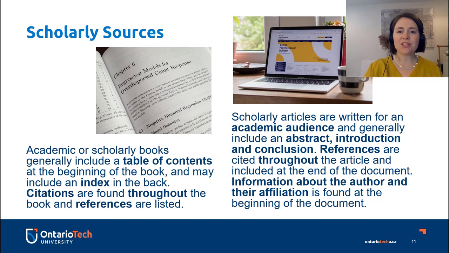Scholarly sources can be books or articles. Consider scholarly books. These books will include a table of contents at the beginning of the book and may include an index at the back. Citations are found throughout the book, and references are listed. Scholarly articles are written for an academic audience and generally contain an abstract, introduction, and conclusion. References are cited throughout the article and included at the end of the document. Information about the author and their affiliation is found at the beginning of the document. Not all scholarly articles are peer-reviewed.